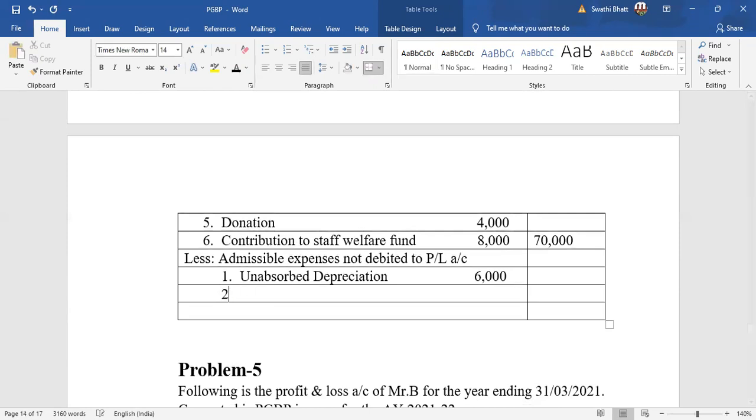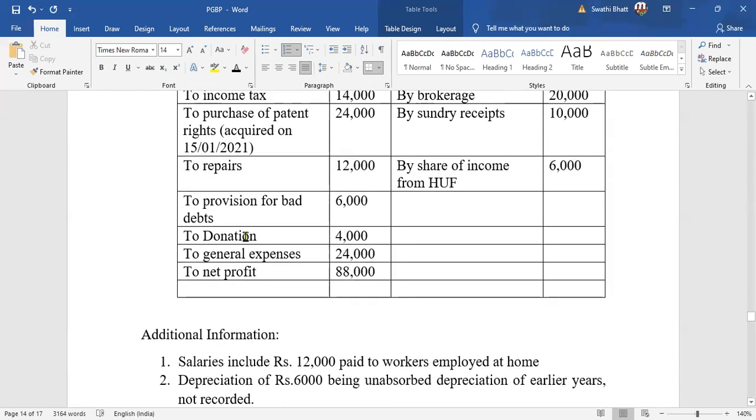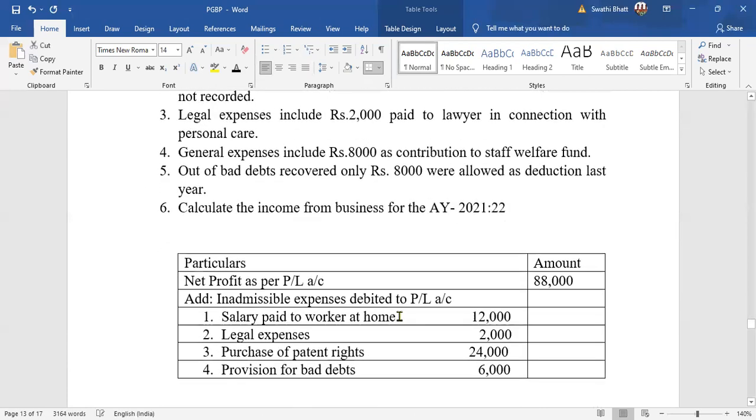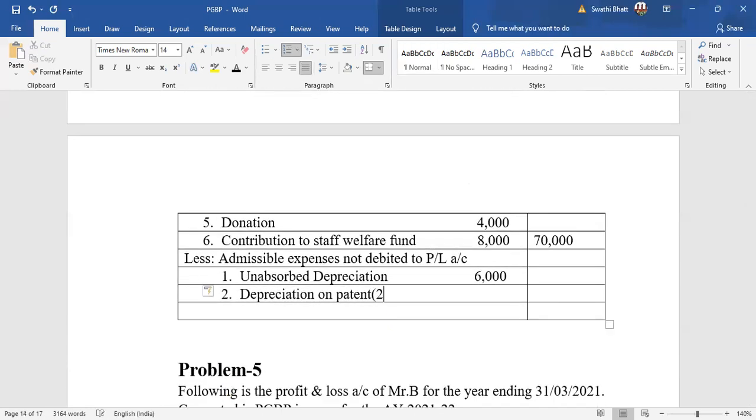For whatever asset you have purchased in the year, you will have to calculate depreciation, whether it's mentioned to you in additional information or not. So we will be calculating depreciation on patent. It's not mentioned to us. They have not specifically told us anything in additional information about calculation of depreciation on patent. But please remember that you will have to calculate depreciation on capital expenditure of the asset. Now, how do you calculate it? You take the value of patent, which is 24,000. So we will be writing 24,000 into the rate of depreciation on patent, which is 25%.